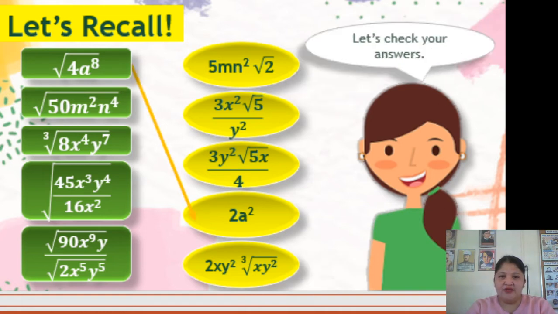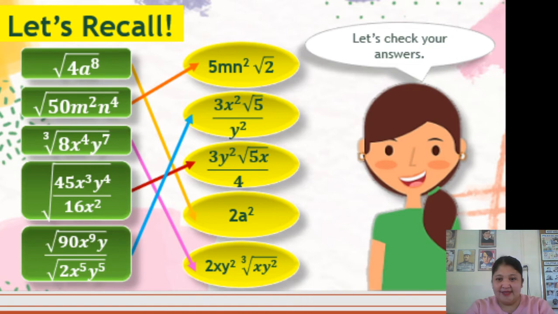Let's check. The square root of 4a to the 8th is equal to 2a squared. Then the square root of 50m squared n to the fourth power is equal to 5mn squared, square root of 2. Then 3 cube root of 8x to the fourth y to the 7th is equal to 2xy squared, cube root of xy squared, and 3y squared square root of 5x over 4. And the last one, we have 3x squared, square root of 5, y squared. Okay?